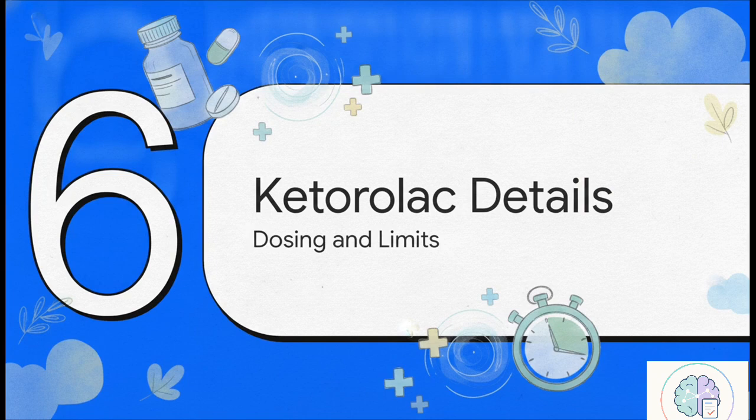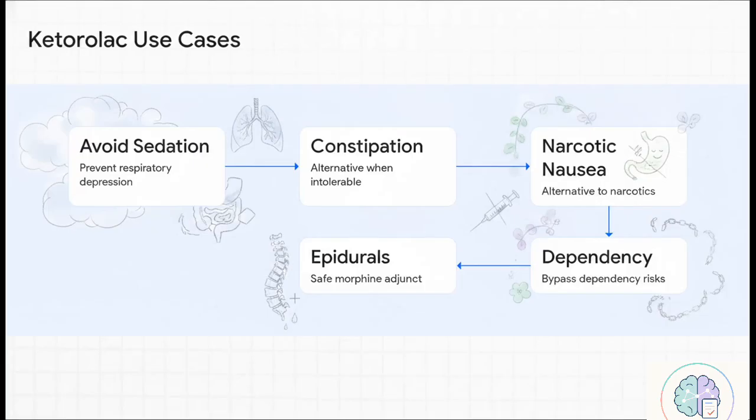Finally, Section 6, Ketorolac, details and dosing. So, Ketorolac, commonly known as Toradol, is truly special because it's the only parenteral, meaning IV and IM, NSAID approved in the US. It's your absolute drug of choice when you desperately need pain control but just cannot risk the side effects of narcotics. You use it to avoid sedation and respiratory depression, or when the patient can't tolerate severe constipation, or if they get extremely nauseated by narcotics, or if there are dependency concerns. It's also fantastic for safely supplementing epidural morphine without compounding any respiratory risk.